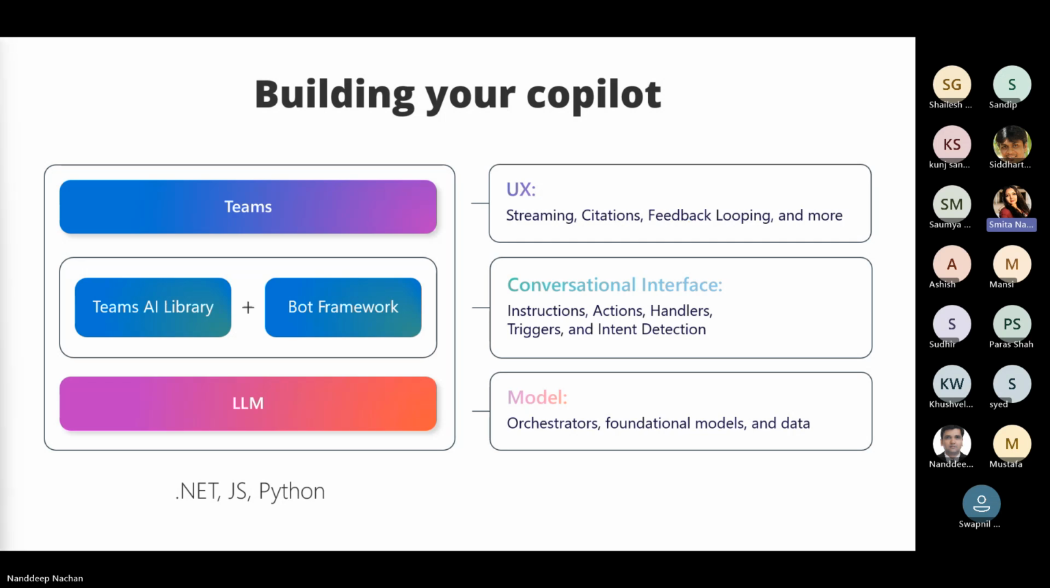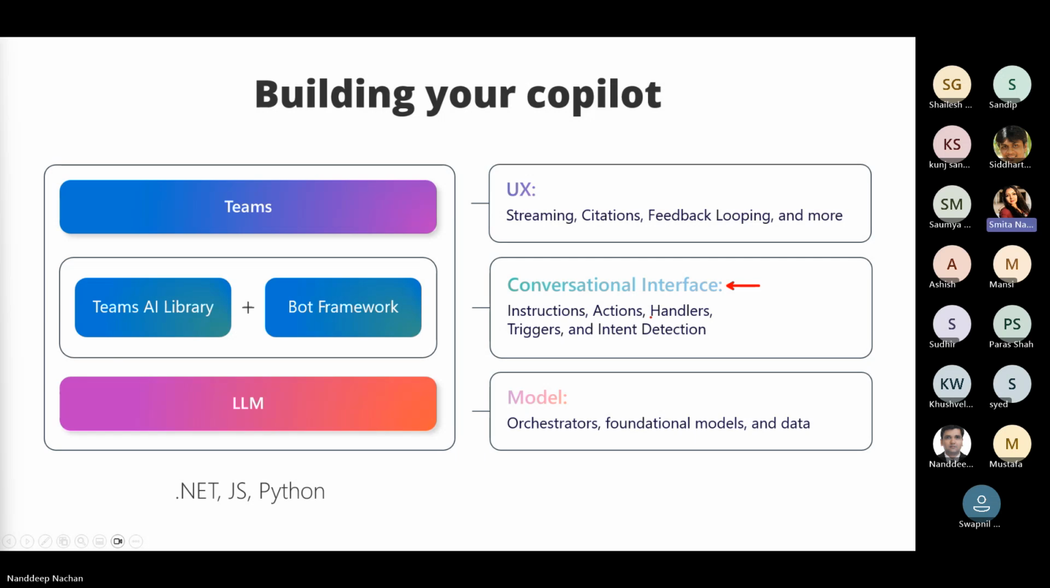The second functional layer is the conversational interface. So when it comes to the instructions, these are the predefined commands or statements that help the copilot understand the context and execute the right actions. Then the actions, which are the specific tasks the copilot can perform, like retrieving information, performing calculations, or triggering any of the workflows. When it comes to the handlers, that is the code that manages and processes different types of user requests, ensuring the appropriate responses or actions are triggered.